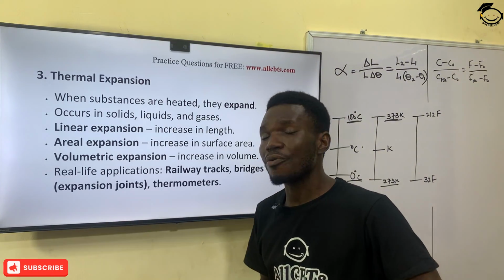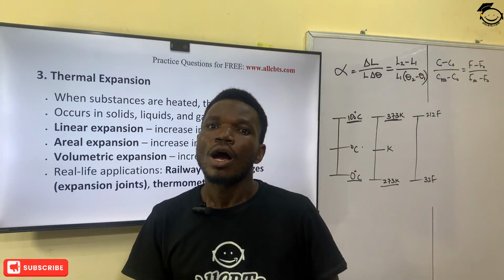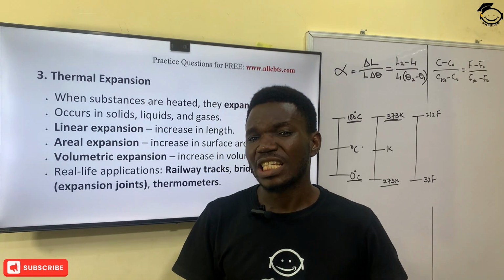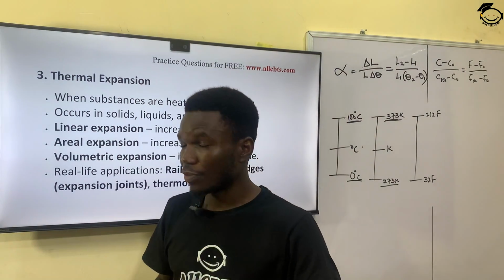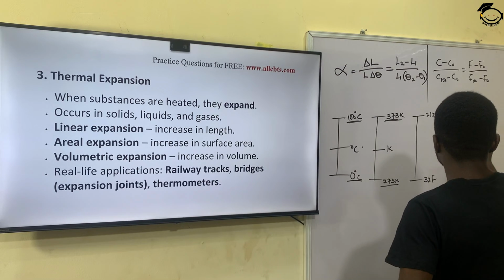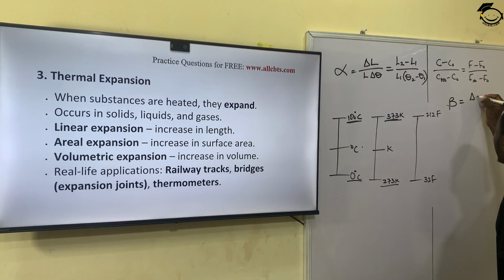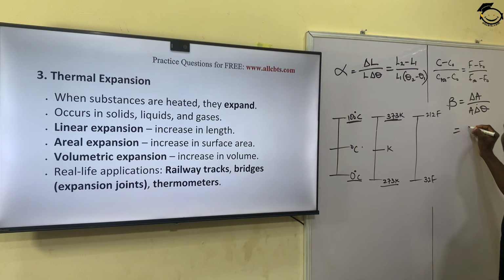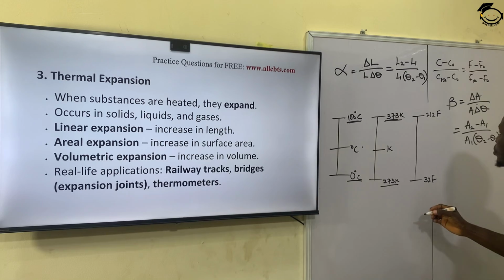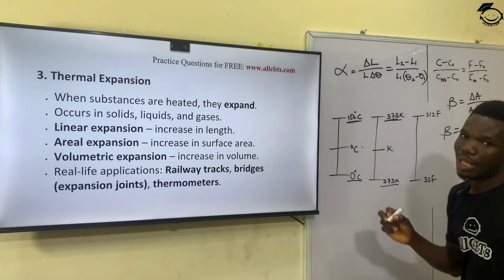We also have area expansion or superficial expansion or superficial expansivity. We denote it with beta, and it is the increase in area, change in area, all over area, change in temperature, which is the same as saying final area minus initial area, all over initial area, then final temperature minus initial temperature. We denote it with beta.